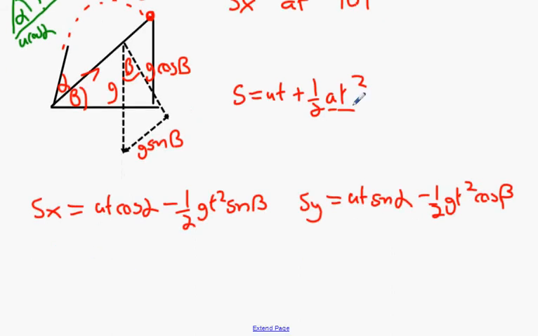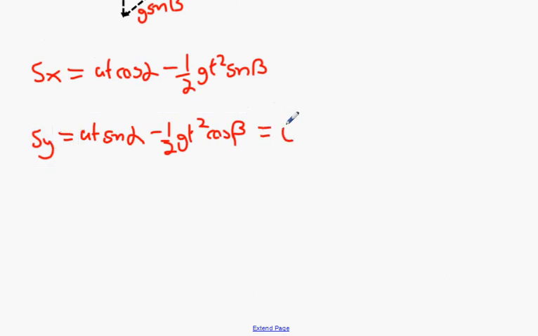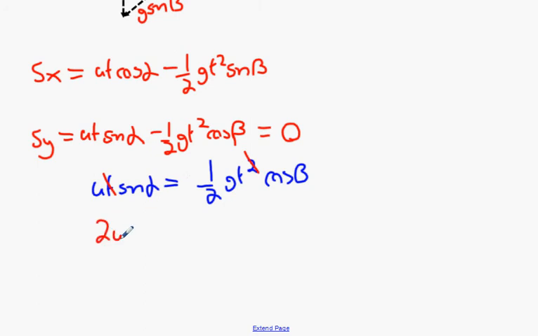Now, let's put Sx equal to 0. So that's our whole game plan is around this. Oh, sorry, Sy equals 0. Excuse me. Find the time of flight. Okay. So bring it over to your side. We get ut sine alpha equals a half gt squared cos beta. The t will cancel. Bring the 2 up. 2u sine alpha all over g cos b equals t. Time of flight right there, yeah?